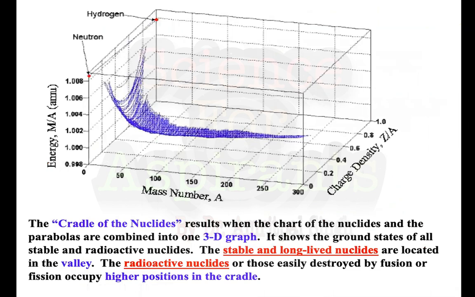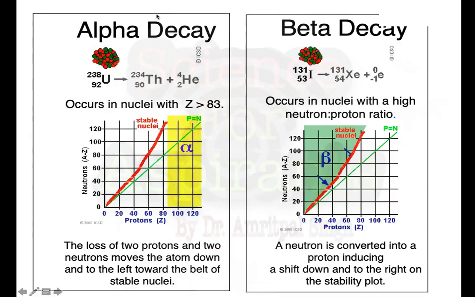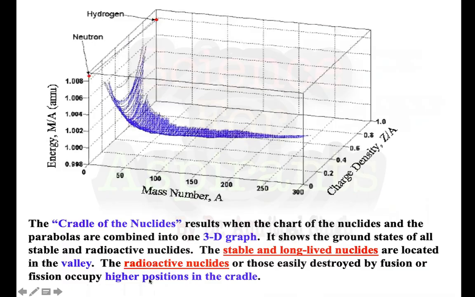So this is another very important graph. This is the valley of the nuclides, and you can see the proton-rich isobars on the right side of this valley. So here, just a minute.